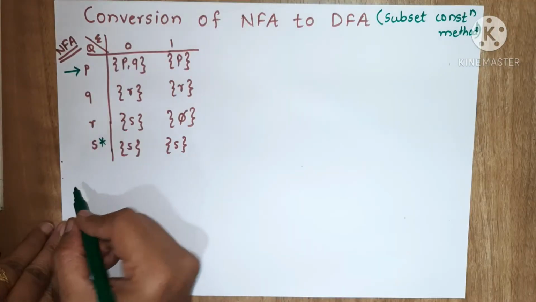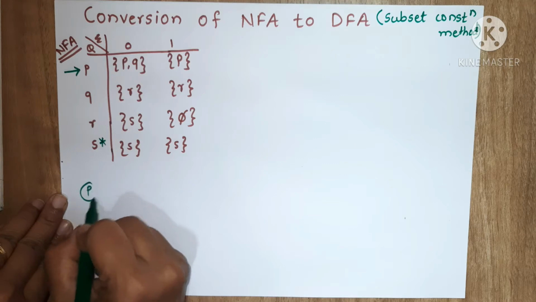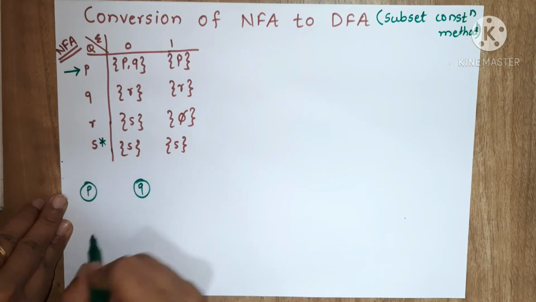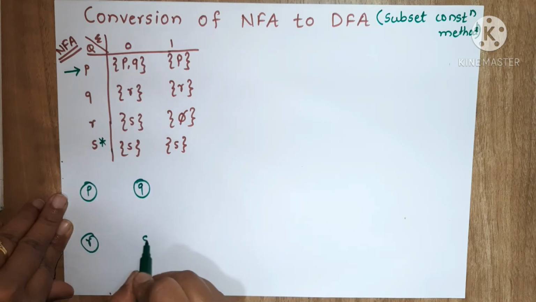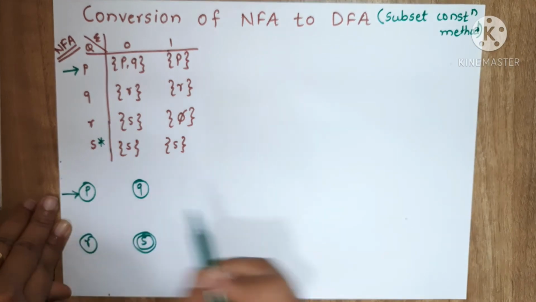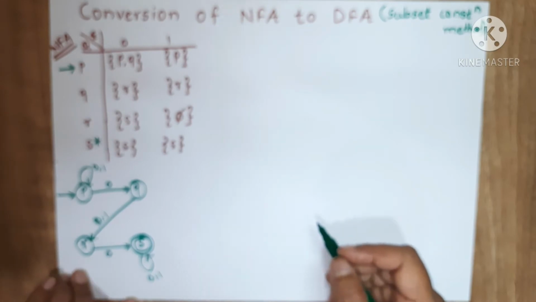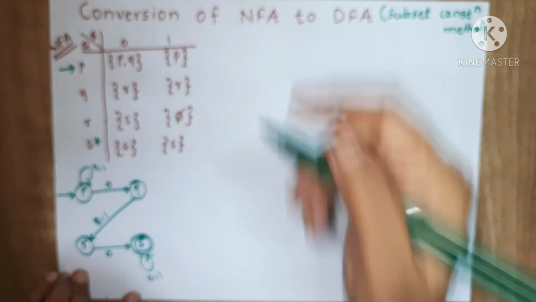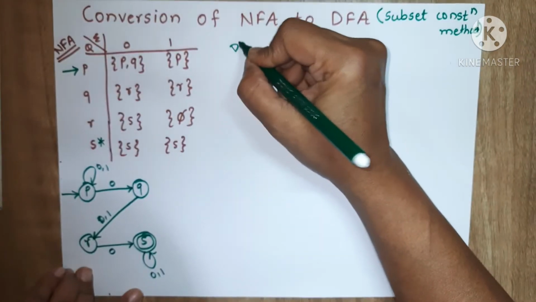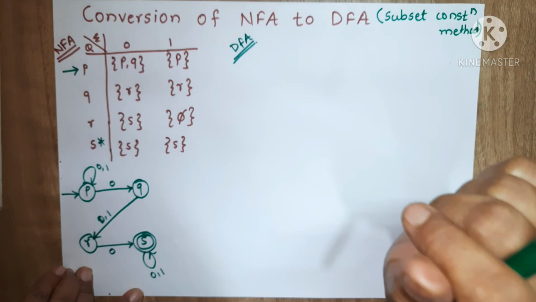First we will draw a state transition diagram. So this is P, Q, R and S. S is a final state, P is the initial state. So this is a state transition diagram for this particular NFA. Now we will draw the DFA by using this subset construction method.